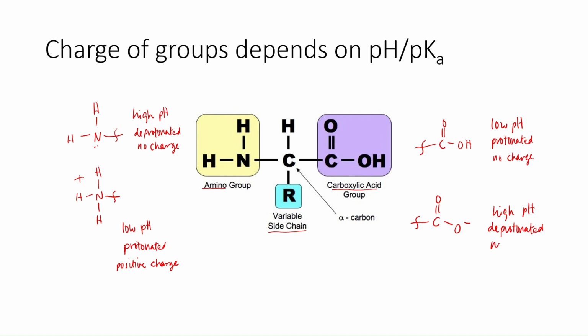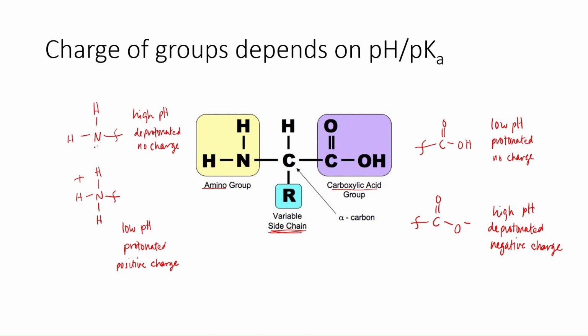And that has a negative charge. The last group to consider here is the side chain, which is drawn by the letter R. Some amino acids have an ionizable side chain, and some of them don't. As I explain later on in this video, that can make it easier for you to identify which amino acid you're working with.